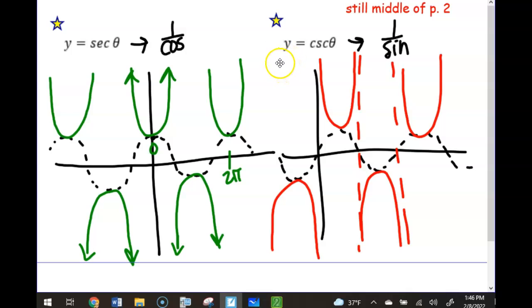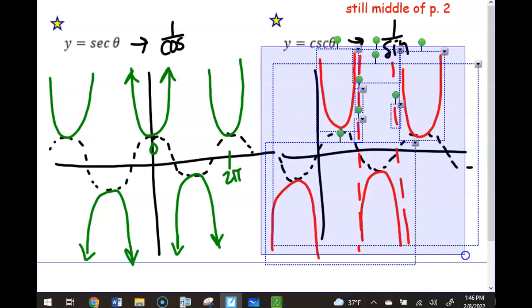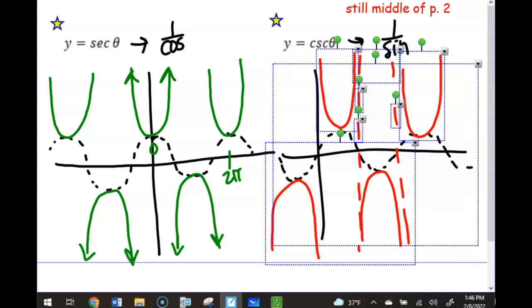Let me see. I did this last hour and it worked. Let me see if I can do this again. Okay. If I select all this, yes.